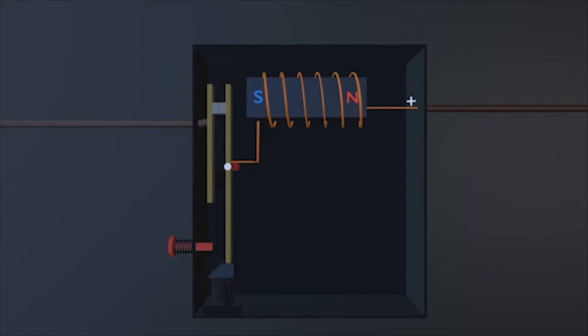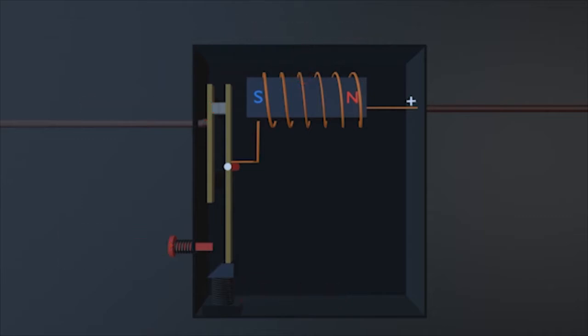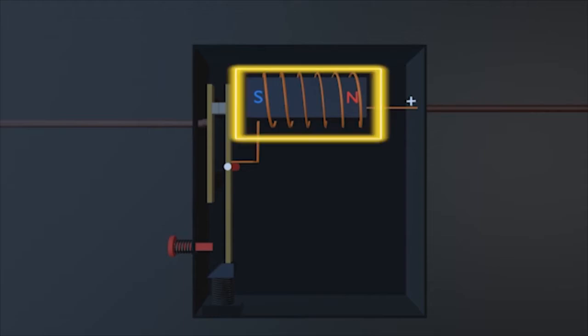The functional parts of this circuit breaker include an electromagnet, springs, contacts on an armature, and a reset button. The current from the power supply comes in from the right and goes out through the left. The current flows in a coil of wire which has a soft iron core inside it.